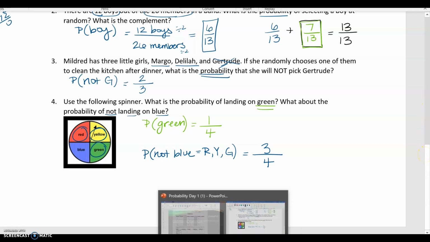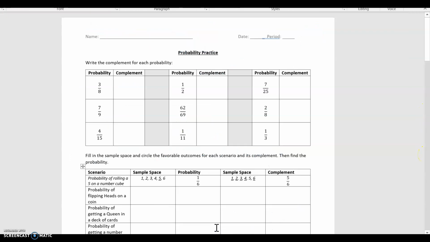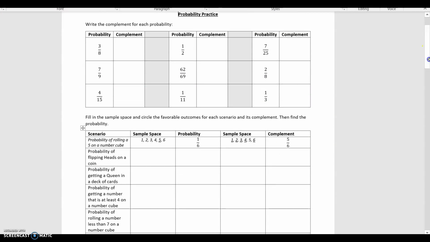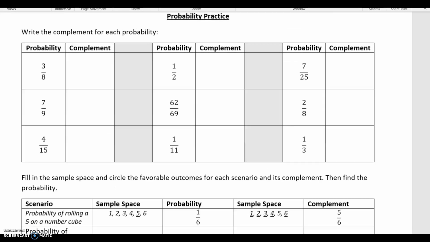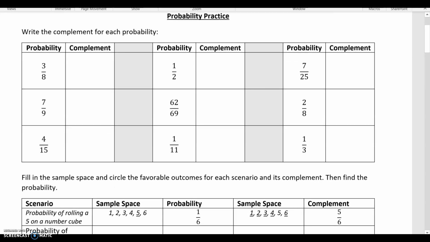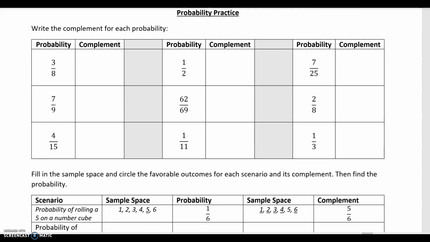All right. So now we're going to go on to your practice problems. Okay. And I don't feel like you're quite at a point where you're ready to do the practice by yourself. So I'm going to help you out a little bit first, and then we'll go from there. Okay? So it says write the complement for each probability. Okay? So remember, the probability and its complement equals to 1.